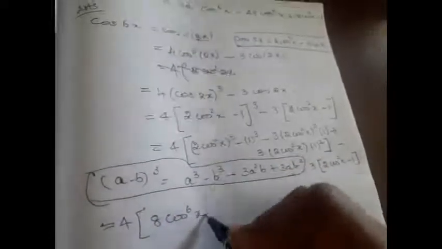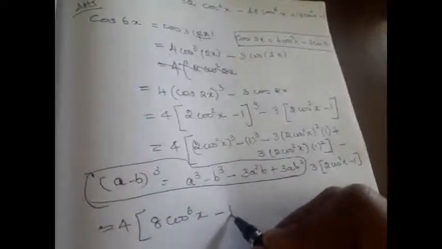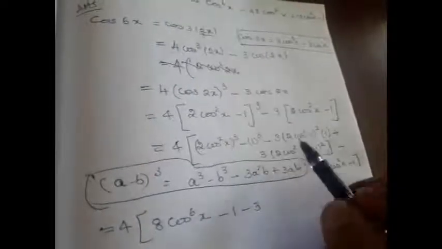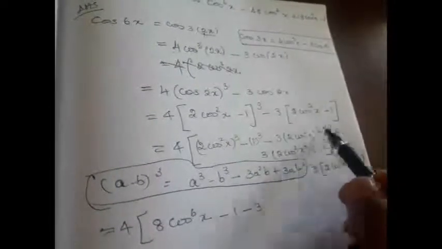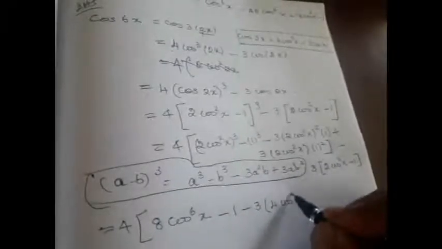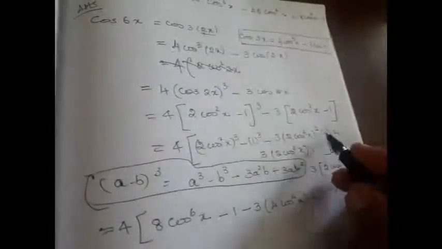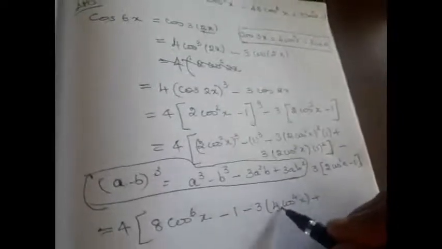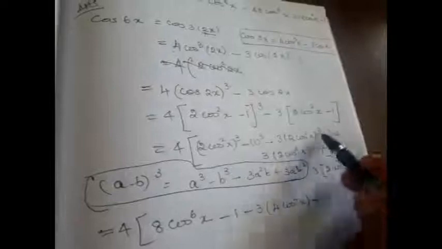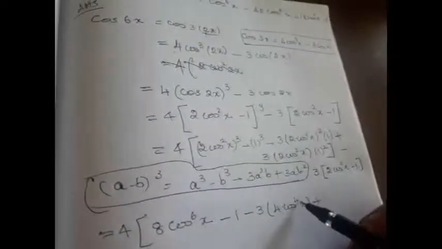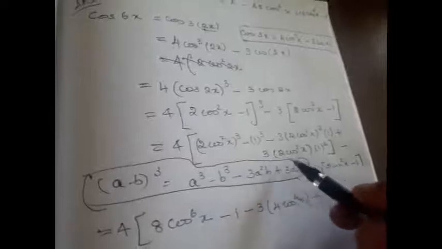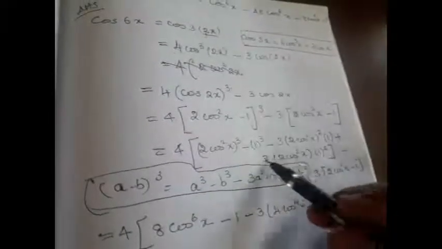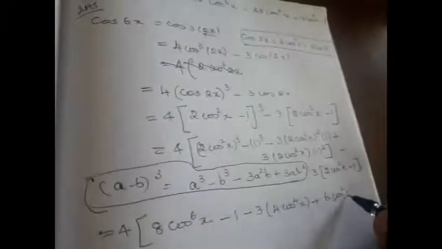Now simplify all those things. 4 into 2 cube is 8, cos power 3 2s are 6, cos power 6x, minus 1 cube is 1, minus 3 into 2 square, so it will become 2 2s are 4 cos power 4x, plus into 1. So I have written 3 into 4 cos power 4x. I have squared only this term. 2 square is 4, cos square x the whole square is cos power 4x, plus 3 into 1 square is going to be 1 only. So 3 2s are 6 cos square x.